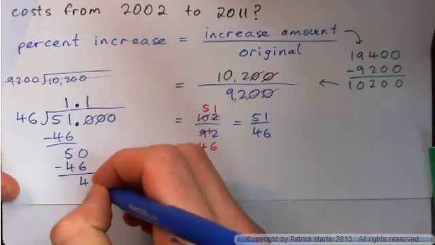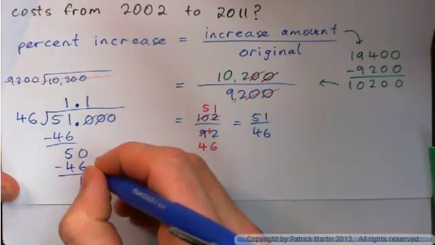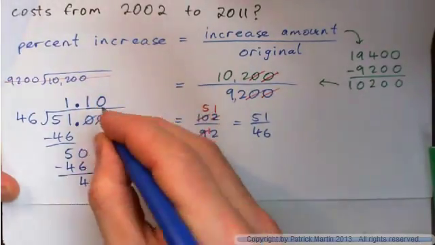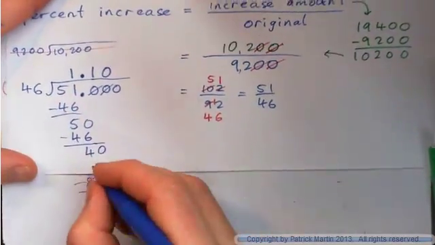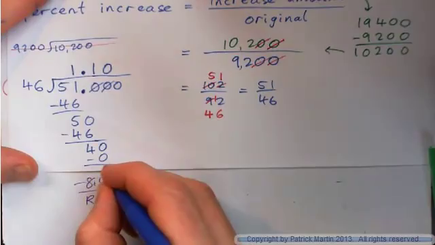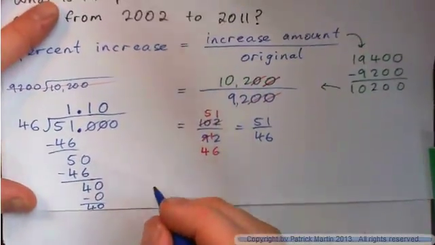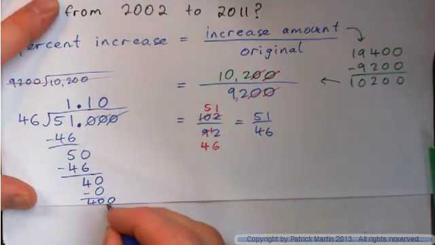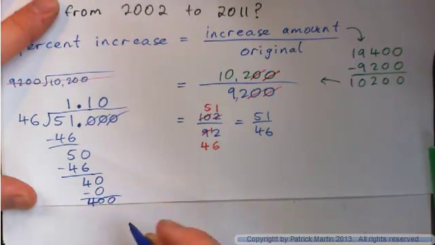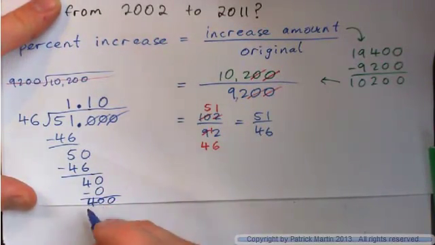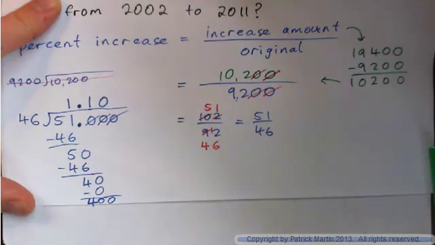How many times does 46 go into 40? 0 times, right? 0 times 46 is 0. Subtract, and I get 40. Now I have to bring down this 0 and do 46 into 400. 46 into 400, let's see.